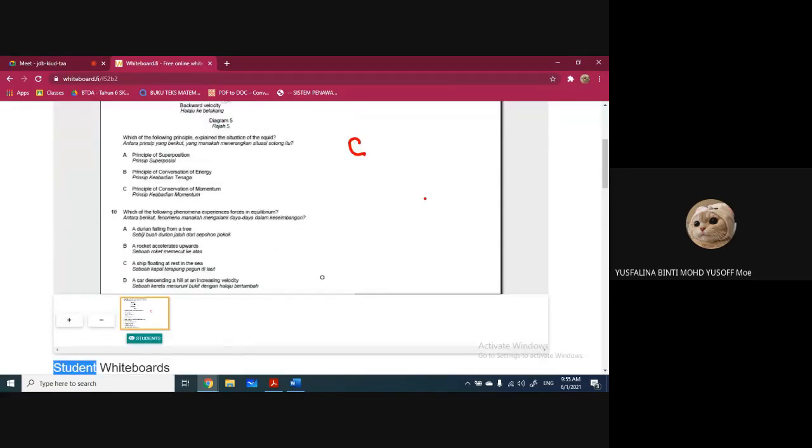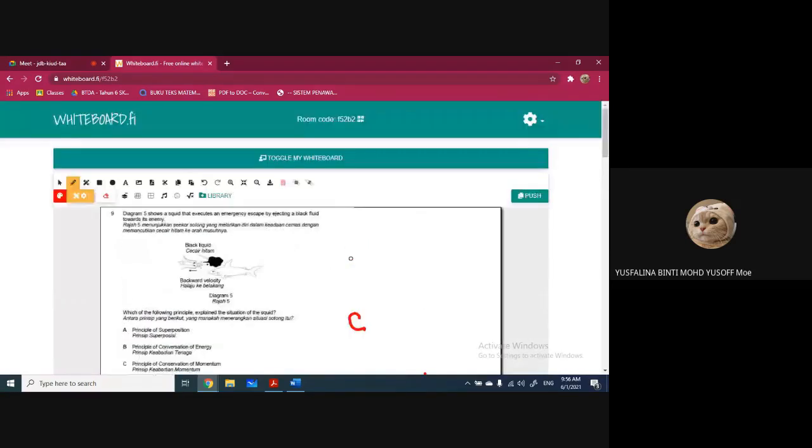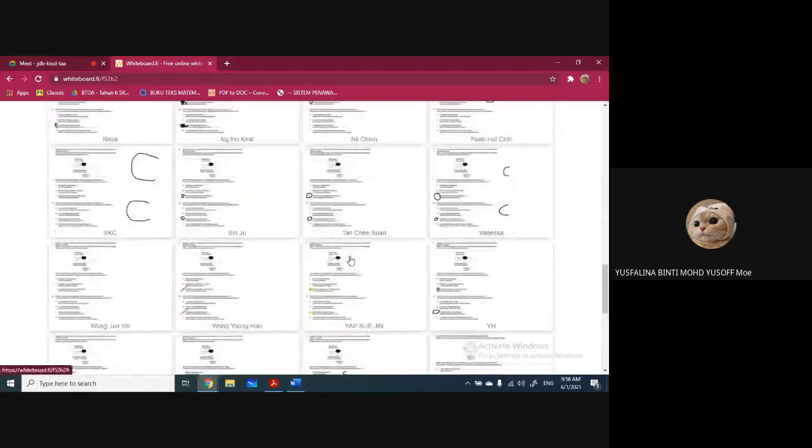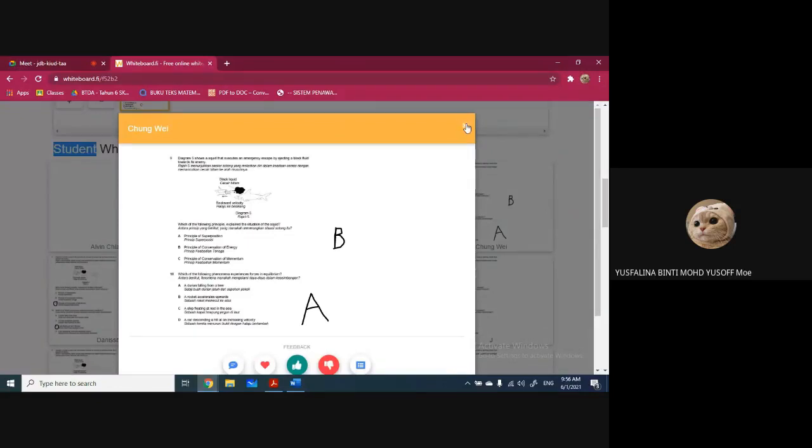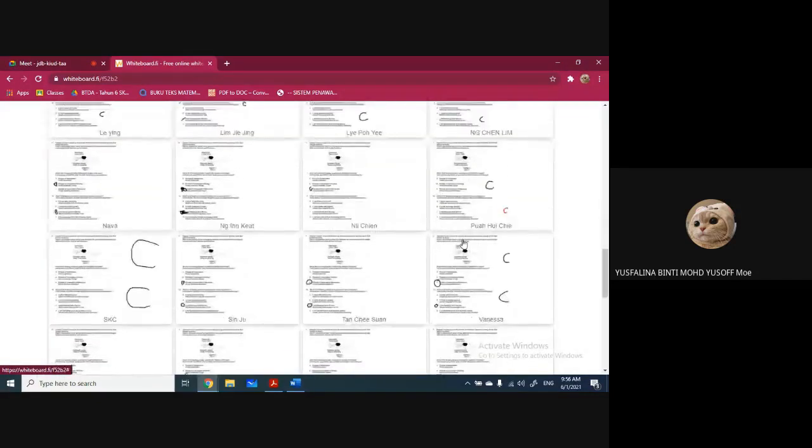Number 10, which of the following phenomena experiences force in equilibrium? Force in equilibrium means it is at rest or it moves at uniform velocity. Sorry, it's quite noisy here. So the answer should be C, moving with uniform velocity. So number 10, the answer should be C also. Alright, so next question. I think most of you got it correct. For number 9, it should be the principle of conservation of momentum, not energy here.